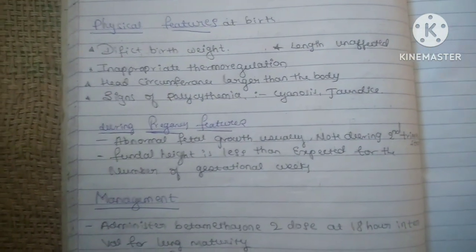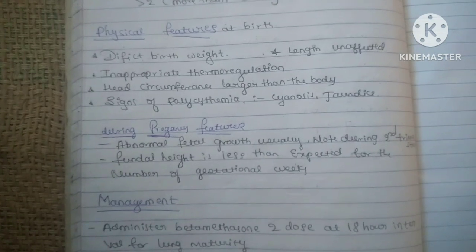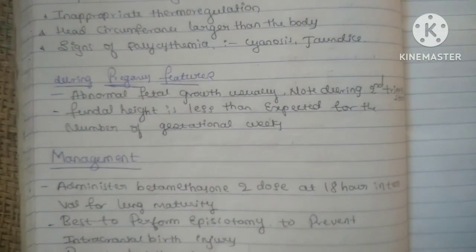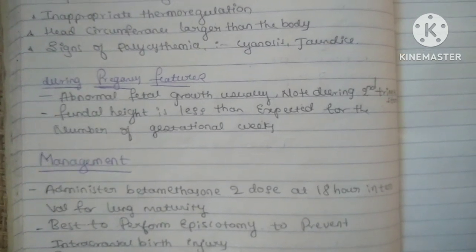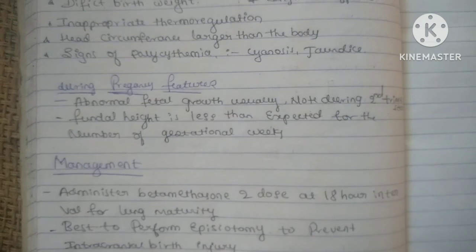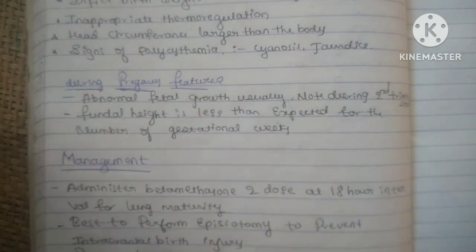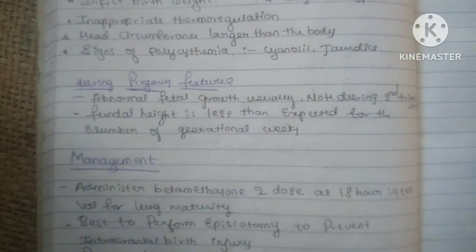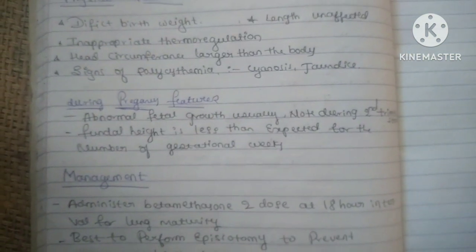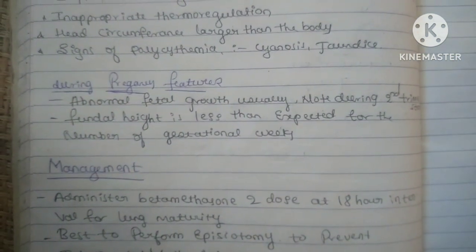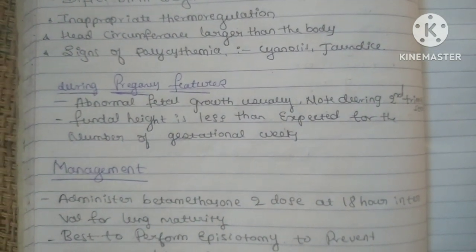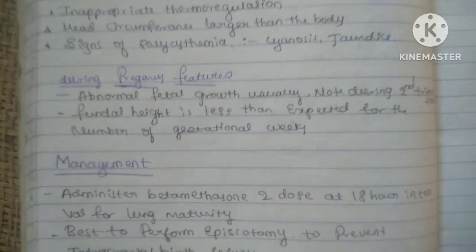During pregnancy, what features can be seen? Abnormal fetal growth is usually noted during the second trimester. The fundal height is less than expected for the number of gestational weeks. As the gestational weeks increase, the fundal height will be less.